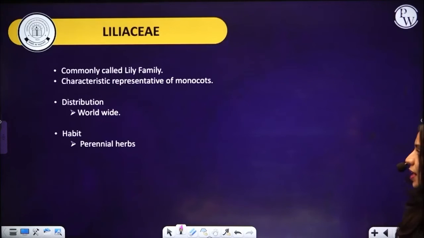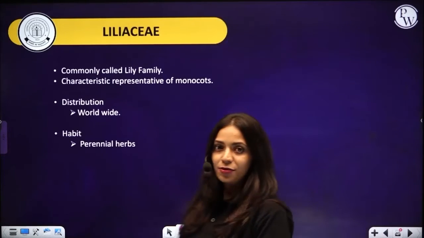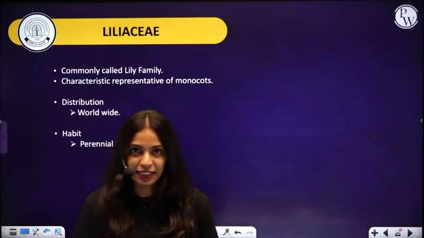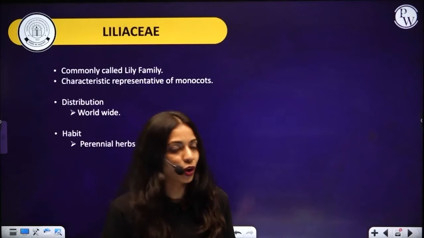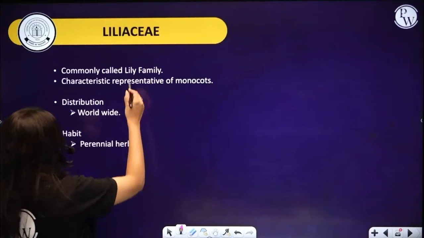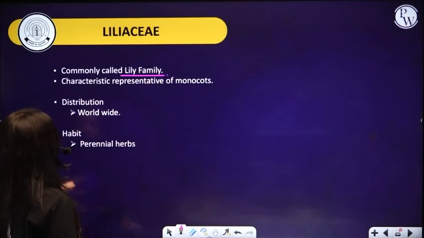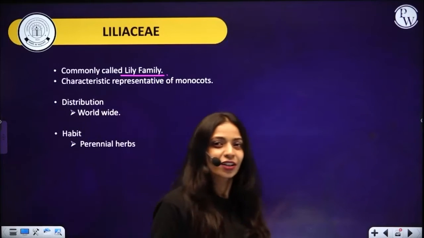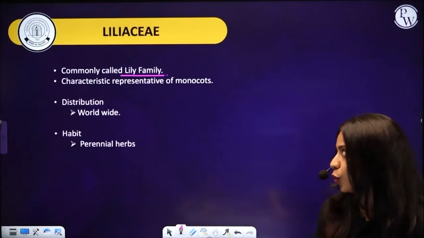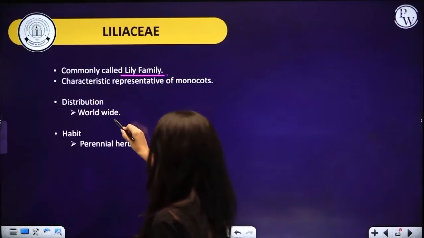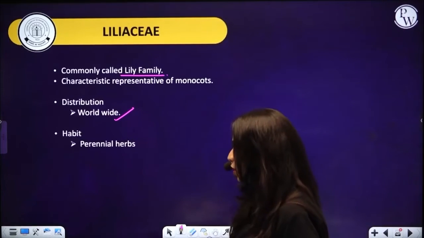Now, let's move on to the last family in this chapter, which is Liliaceae. Liliaceae is a monocot family. So it is commonly called the lily family. And this is a characteristic representative of monocot families. Distribution, you can see it everywhere around the world, so it's worldwide.